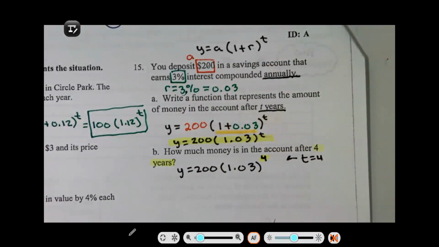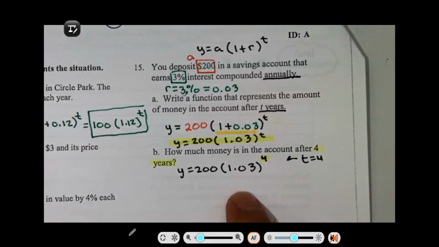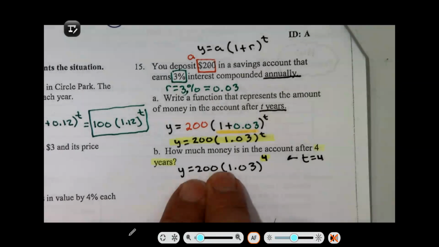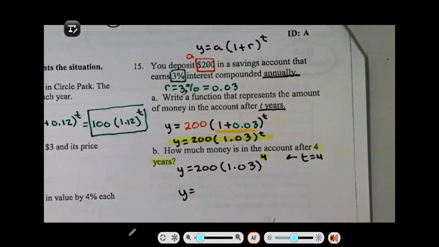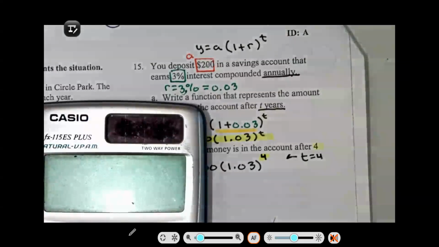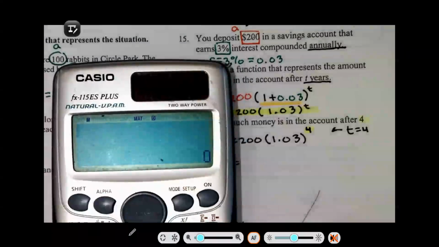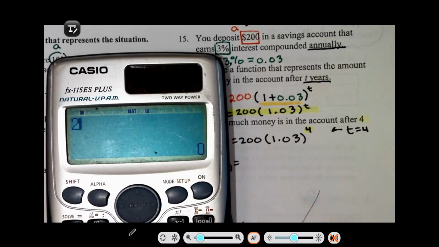And then, of course, you're not expected to be able to do this in your head. You can't freeze up on us. As soon as you see this, it's time for you to start getting your calculator ready. So we get our calculator going, and it says 200 parentheses 1.03. Give it the power button, and then a 4 for my power.